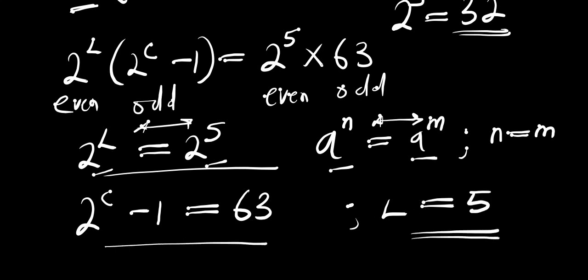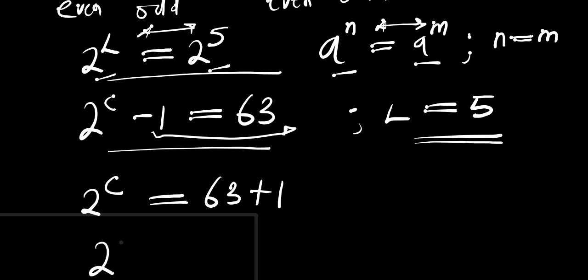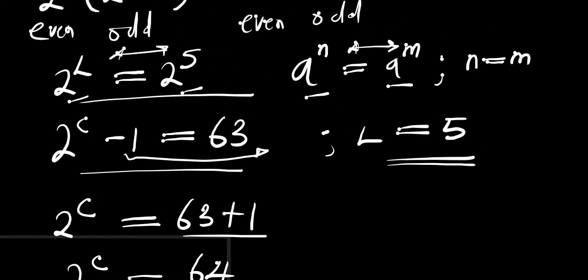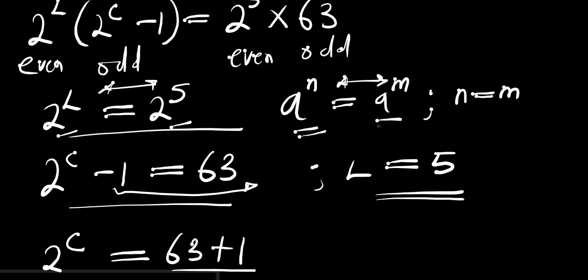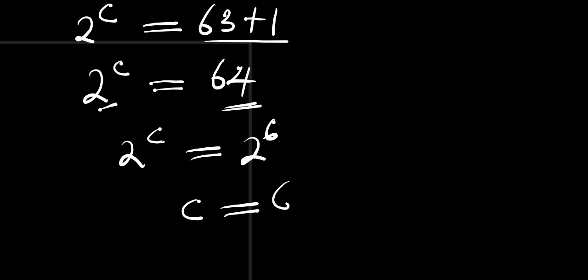Now let's solve this and find the value of C. We are going to have 2 power C equals 63 plus 1. We have taken this over to this part of this equation. We have 2 power C equals 63 plus 1 is 64. So we can go ahead and express this in terms of 2. So we are going to have 2 power C equals 2 to the power of 6. That is 64. So by doing that, we make use of this other identity as well. When the bases are the same, you compare the exponents. So from here we have C equals 6.